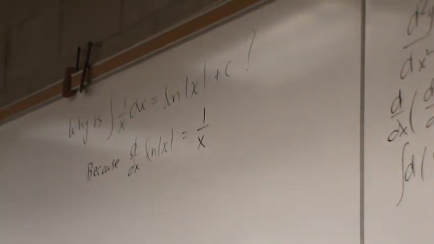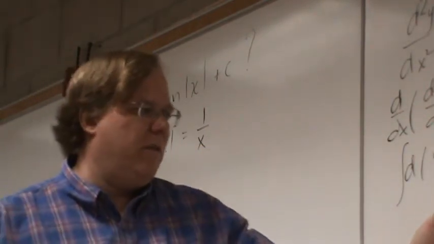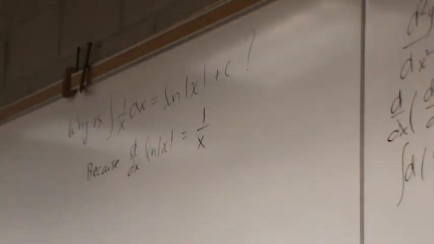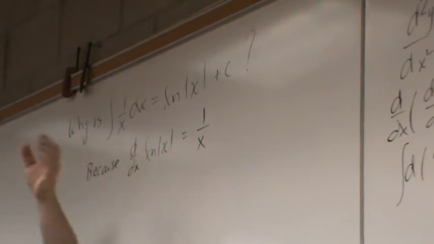That's the same answer I could give to any antiderivative. Why is the antiderivative of 6x equal to 3x squared plus c? Because the derivative of 3x squared plus c equals 6x. Well, this is no different. But now I need to actually demonstrate to you why the derivative of the log natural of the absolute value of x ends up getting me 1 over x.